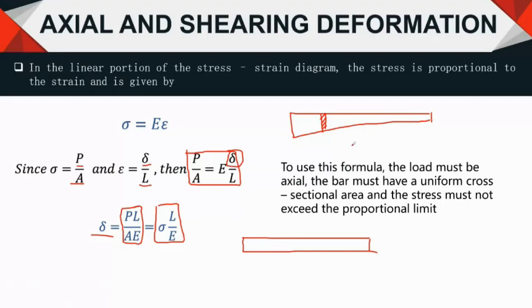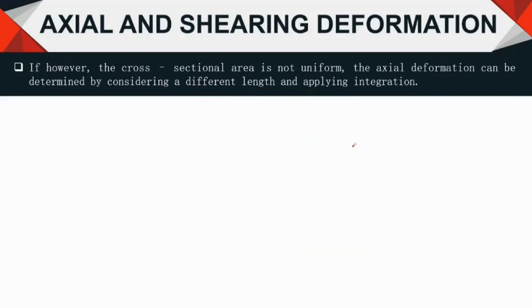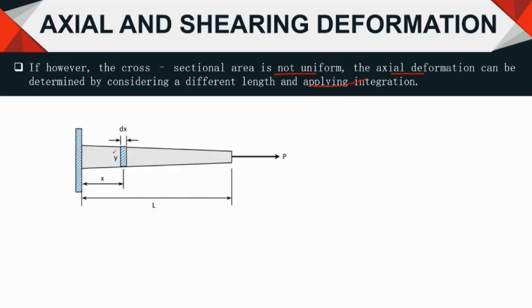So, kapag hindi na uniform yung ating cross-sectional area, proceed tayo sa formulang gagamitin natin. Sabi niya dito, however, the cross-sectional area is not uniform. The actual deformation can be determined by considering a different length and applying integration. So, for example, ito yung ating section. Magko-consider tayo ng strip. We have here yung dx and y niya. Y is for the height and the dx yung kanyang thickness. So, ito yung magiging material natin.